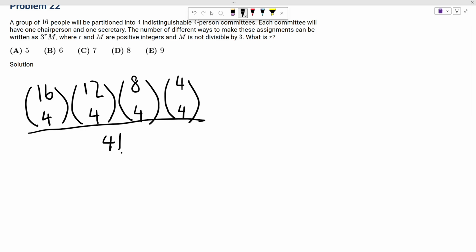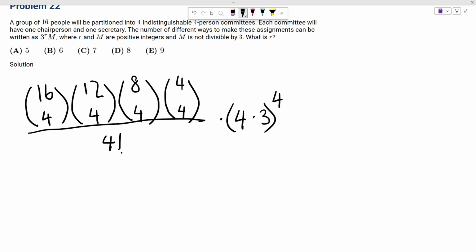And now we need to choose a chairperson and a secretary for each committee. There's 4 ways to choose the chairperson in a committee, and there's 3 ways to choose the secretary, because we've already chosen the chairperson. And I assume the chairperson and the secretary can't be the same person. I think that's a bit of a problem with the problem, actually. They should have specified that the secretary and chairperson can't be the same person. Anyway, but I digress. And we have to do this for each committee, so 4 times.